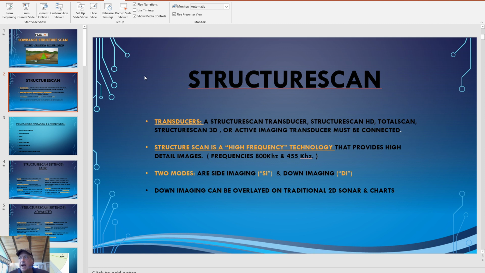Structure scan itself is a high frequency technology that provides high detail images, and the two primary frequencies that we're going to discuss tonight and that we utilize in our products are 800 kilohertz and 455 kilohertz. The two modes we're going to talk about are side imaging and down imaging, often referred to as SI and DI. And I don't use it very much, but we can also overlay down imaging on traditional 2D sonar. But with the latest technology, especially with fish reveal incorporated into down imaging, that's no longer the necessity that it once was.